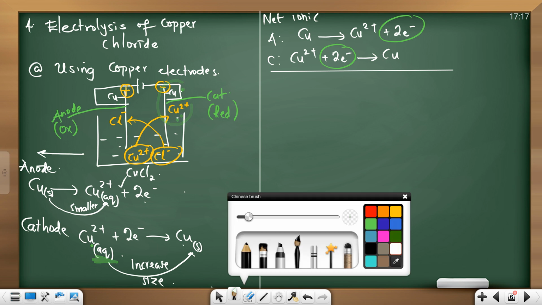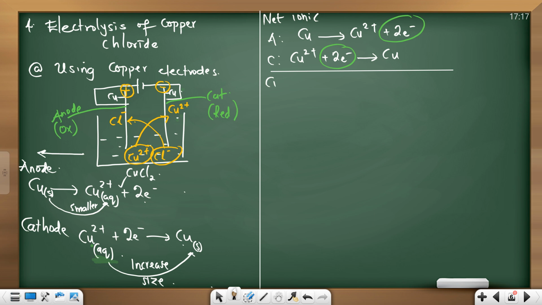Now, what do I write? I write whatever I see on the left: Cu solid, Cu2+. I write what I see on the right. That's 3 marks. But that's not where I'm going on this. That's not the main thing. This is where I'm now going.